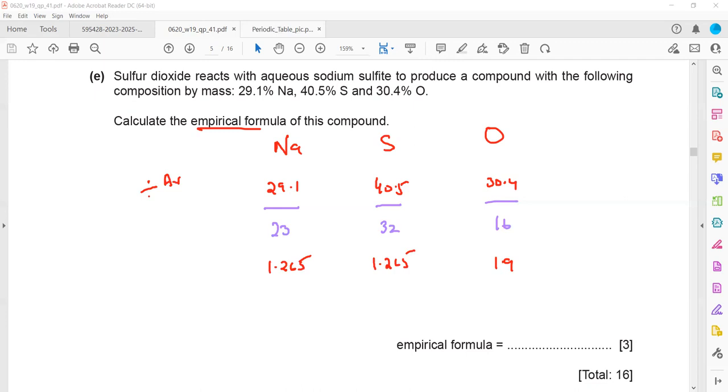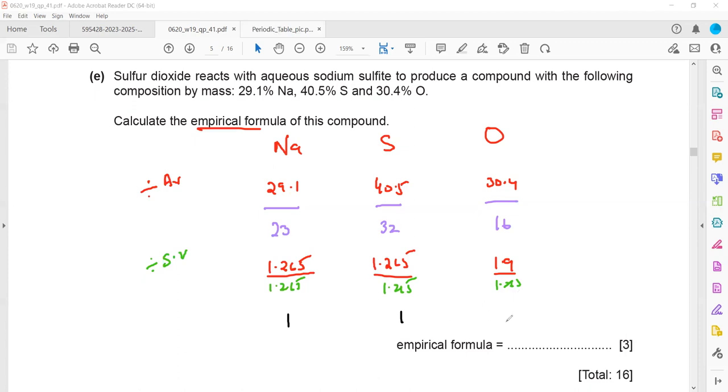Step 2, we take the simplest ratio. So we divide by the smallest value in the combination. The smallest value in the combination is 1.265, so we'll divide all of them by 1.265. This will come out as 1. This will also be 1, but what about 1.9 divided by 1.265?